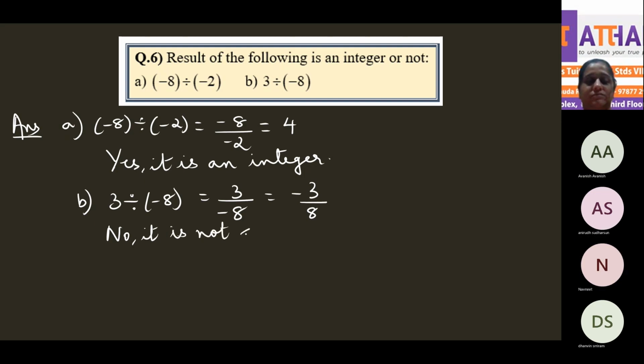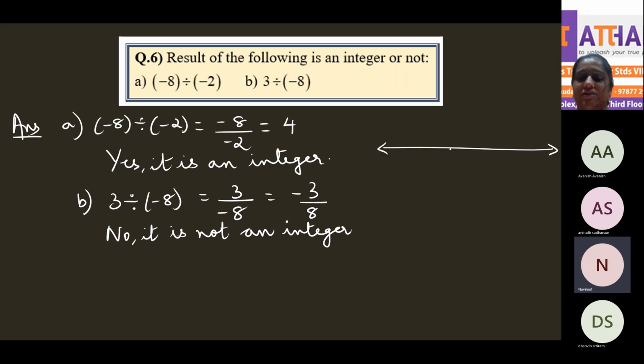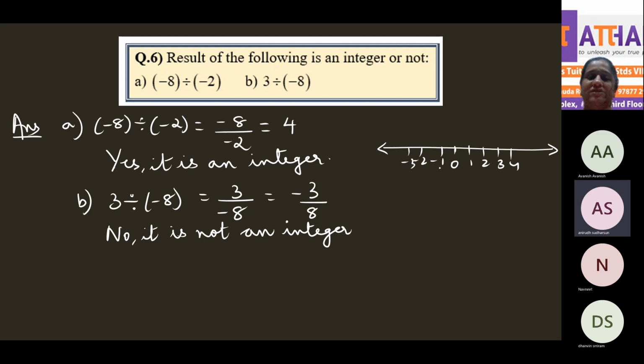Ma'am, I can't understand the B one. Can you explain? Sure, briefly. So what are integers, Anirudh? See here, integers are 0, 1, 2, 3, 4 and so on, and -1, -2, -3. This collection forms integers. Integers are all natural numbers, their negatives, including 0. So -3/8 is not a natural number. It is not the negative of a natural number. It is not 0 also. So it is not an integer.